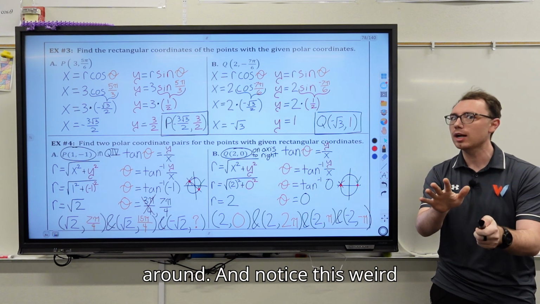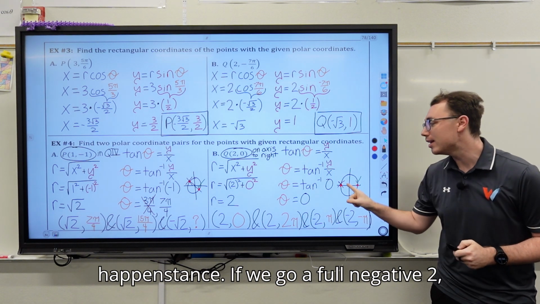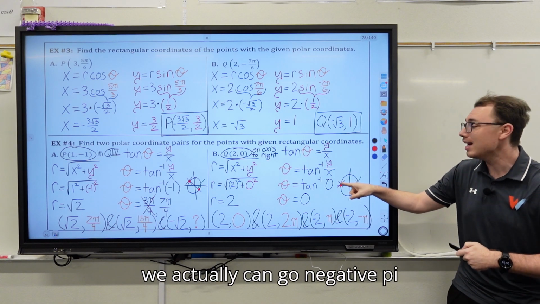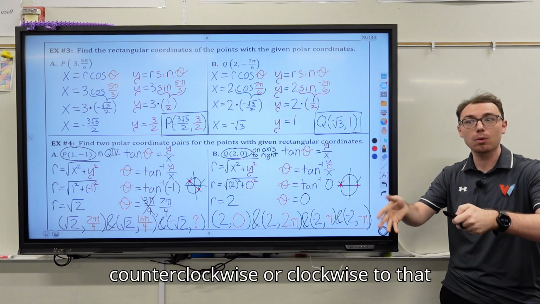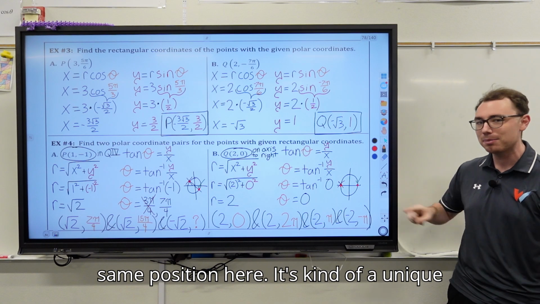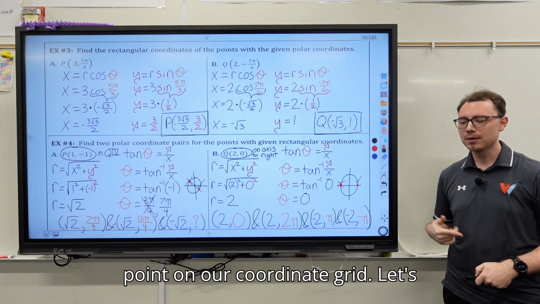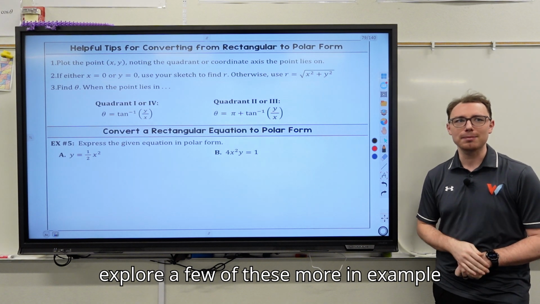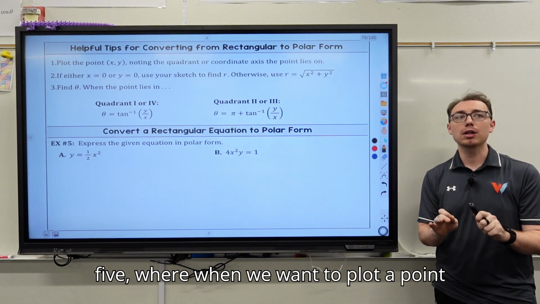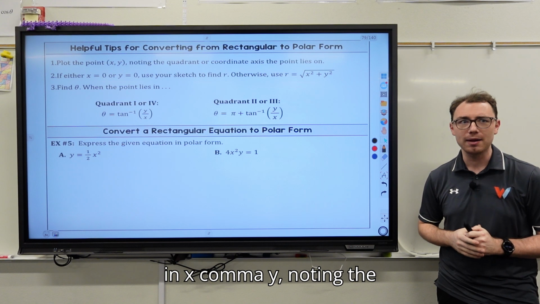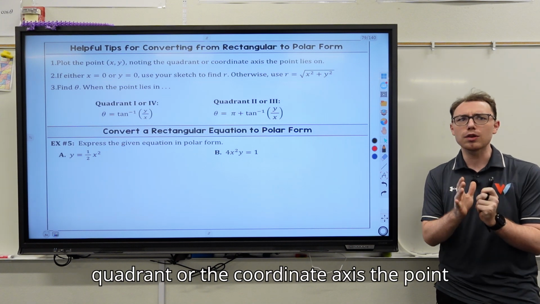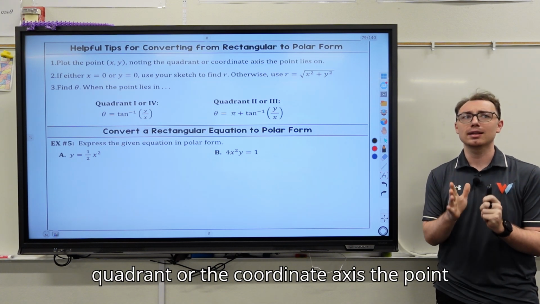And notice this weird happenstance. If we go a full negative 2, we actually can go negative π counterclockwise or clockwise to that same position here. It's kind of a unique point on our coordinate grid. Let's explore a few of these more in example 5, where we want to plot a point in (x, y), noting the quadrant or the coordinate axis the point lies on.